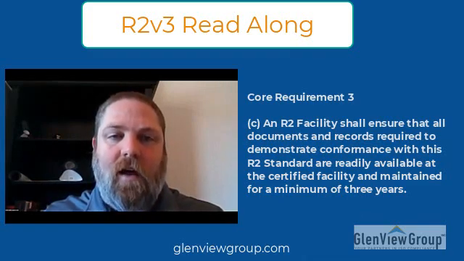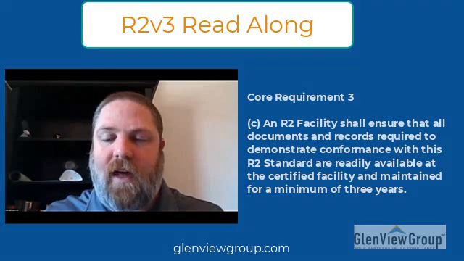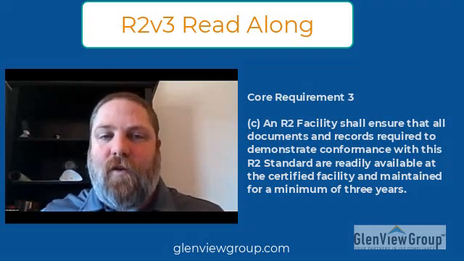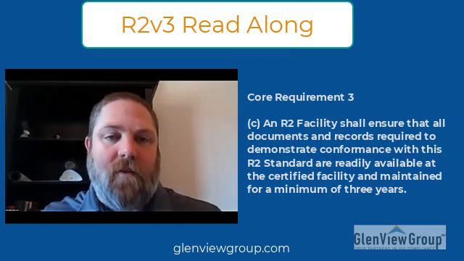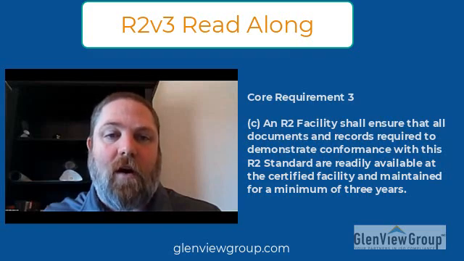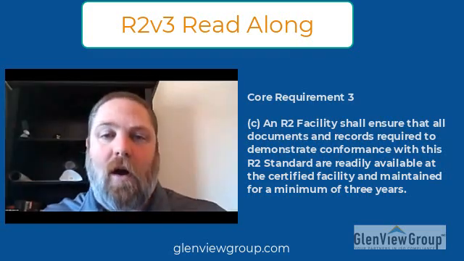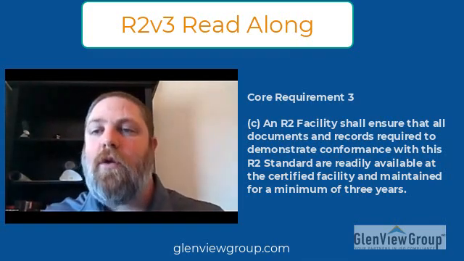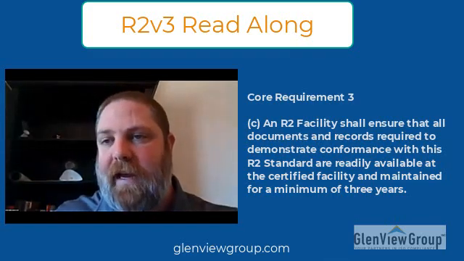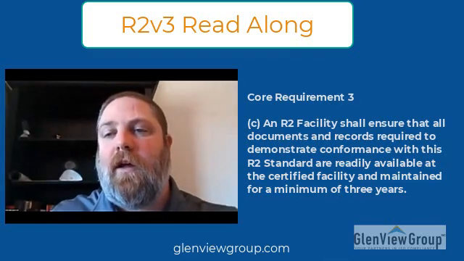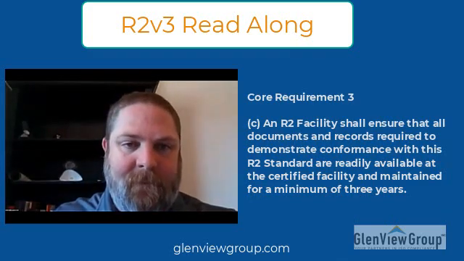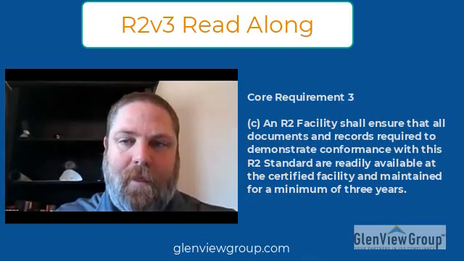And also provision 7 under R2 2013 was tracking throughput, which says that you needed to maintain bill of ladings for a minimum of 3 years. So now this is going further and saying that all documents and records required to demonstrate conformance with the R2 standard be maintained for a minimum of 3 years. So that's a new requirement. Before it only specifically called out bill of ladings or other commercially acceptable transportation documentation or shipping documentation, if you will. Yeah. I have nothing to add to that.